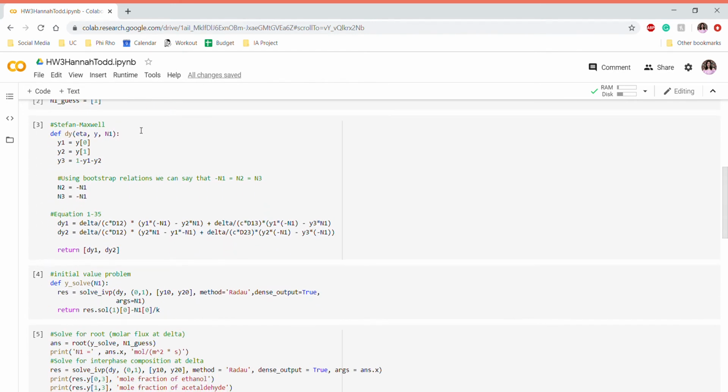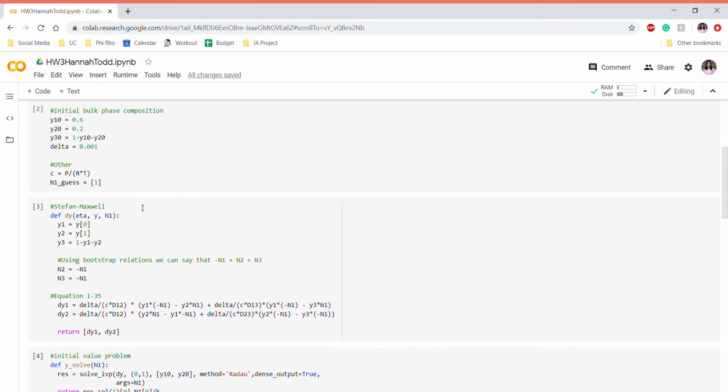Okay, so our first equation is to initialize our Stefan-Maxwell from equation 1-35 in the book, which is called dy, and it includes our eta, our mole fraction, and our molar diffusion, which is N1. Then I initialize some variables for mole fraction of our components that we wrote above, this Y1, Y2, and Y3.